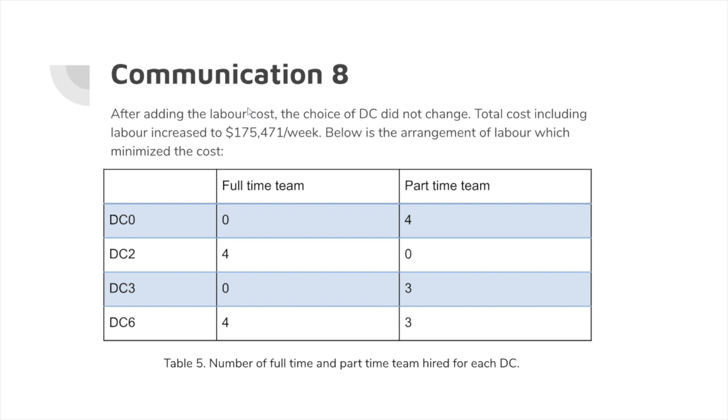In Communication 8, we include the labor cost in the weekly cost plan. Below is an arrangement of labor which minimizes the cost. For Distribution Center 0, we hire 4 part-time teams. For Distribution Center 2, we hire 4 full-time teams. For Distribution Center 3, we hire 3 part-time teams. And for Distribution Center 6, we hire a combination of 4 full-time teams and 3 part-time teams. Because we included labor cost, weekly costs increased to $175,471 per week.